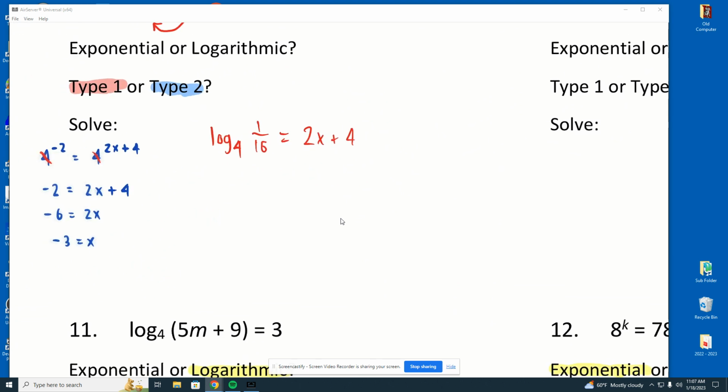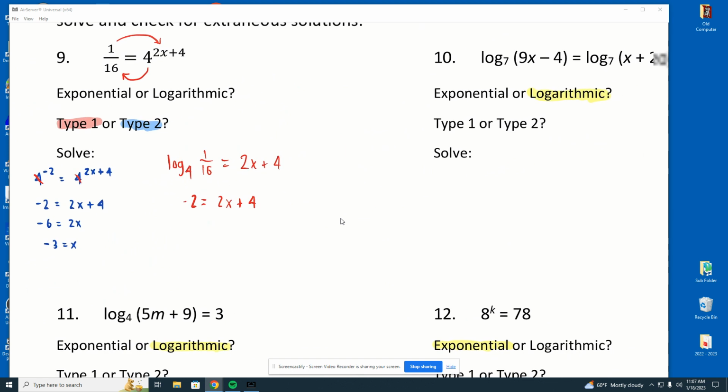So here we go. If I typed in log base 4 of 1 over 16, that equals negative 2. And y'all notice something here? Aren't we in the exact same spot? So really, for that type of problem, if you can make your bases the same, you could technically use type 1 or type 2. Y'all understand?